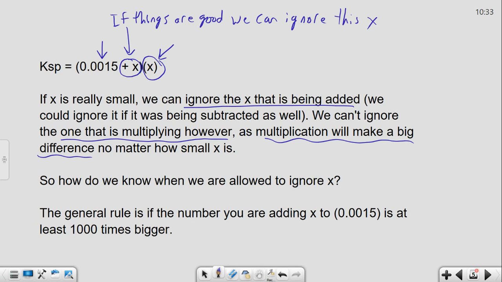So that leads to the question, how do we know if things are good? What does that mean? How do we know when we are allowed to ignore x? Now, there's a whole bunch of different rules here. The general rule that I'm going to give you guys is, if the number you're adding to x, so whatever this is, that's the number I'm adding to x, if it is at least 1,000 times bigger than the value of x, then x is not going to make a difference out to at least 3 decimal points. So let's not bother with it.